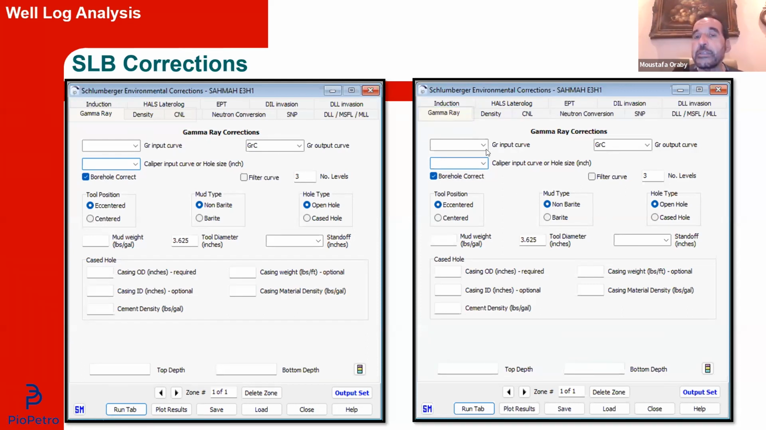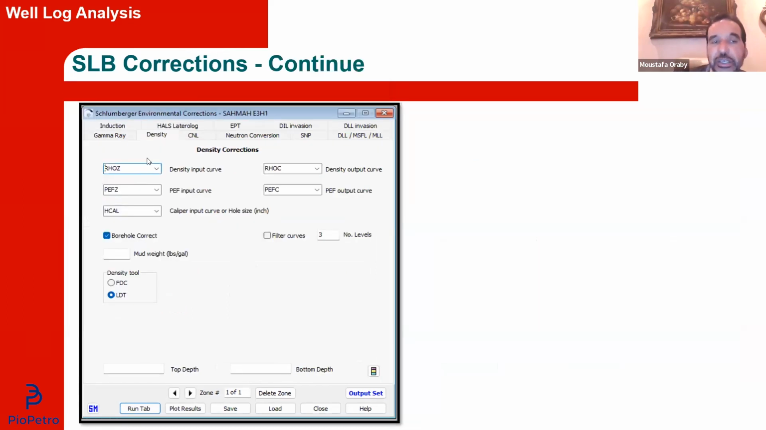Okay, that doesn't mean it will remove the original one. No, it will keep the old one, and it also gives you a new one that is corrected for the environmental correction. You do the same for the density, for example. In the density here, it will ask you, what is your density curve name? It will give you rho corrected. So this is the input, this is the output.